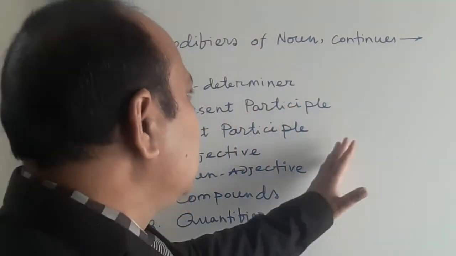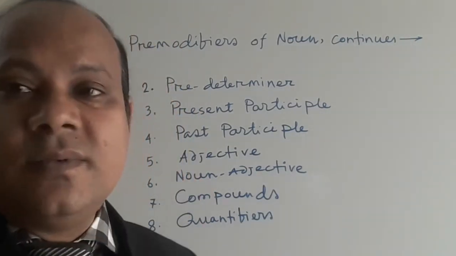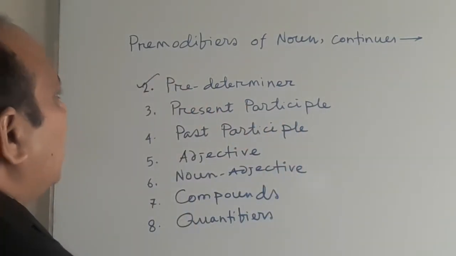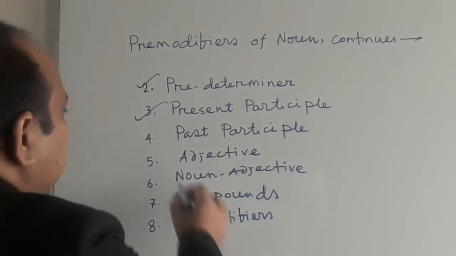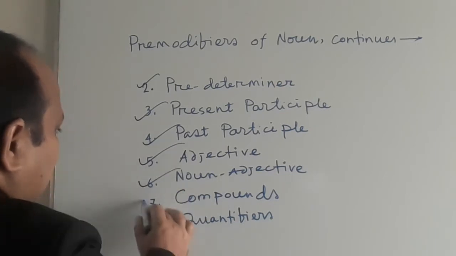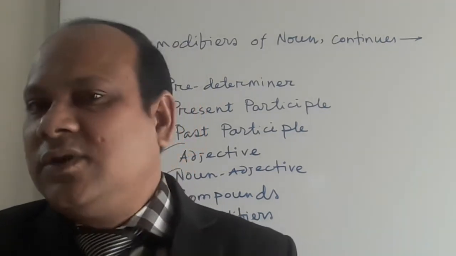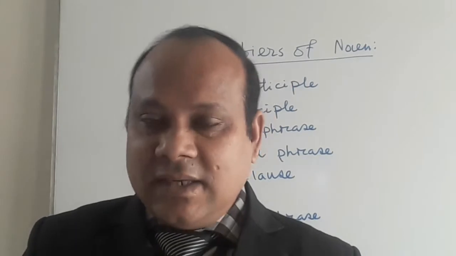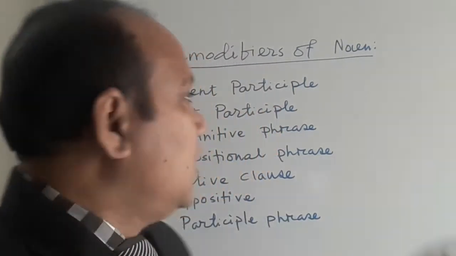Now, this is the added item you have to know, and these are also used as pre-modifiers of nouns. Number one, predeterminer can be used as pre-modifier of noun, then present participle, then past participle as well as adjective, then noun adjective, then compounds, then quantifiers can be used as pre-modifiers of noun. My dear students, I think you are with me. And if so, now come to the point.